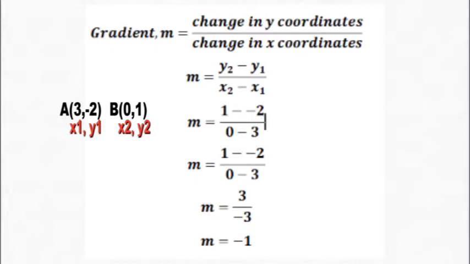We substitute those points in our gradient equation, where we get 1 minus 2 divided by 0 minus -3, which gives us -1 in the numerator and 3 in the denominator. And when you divide -1 by 3, we get m equal to -1/3.